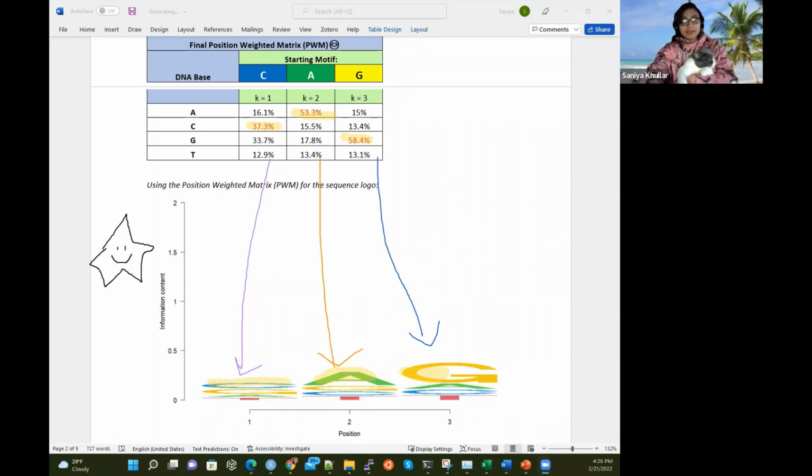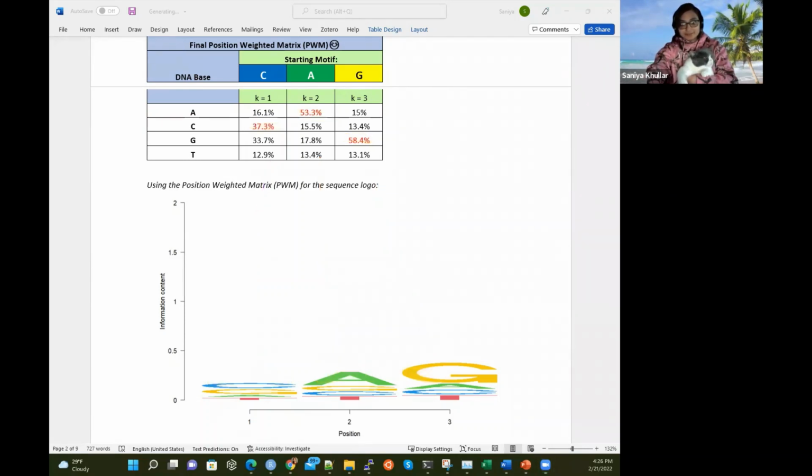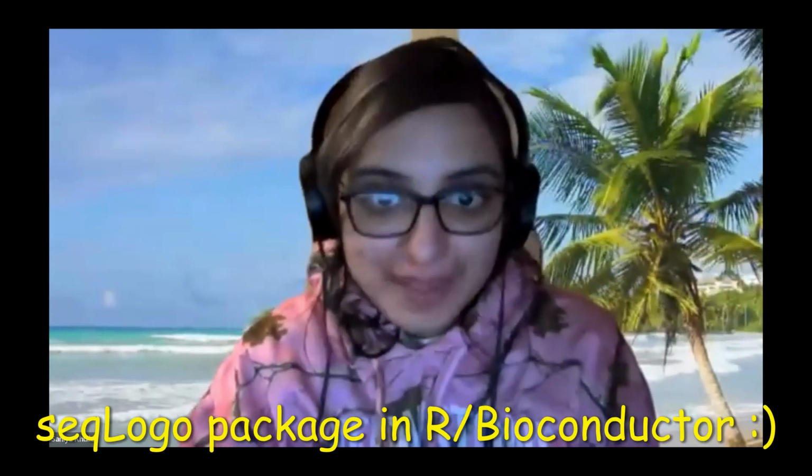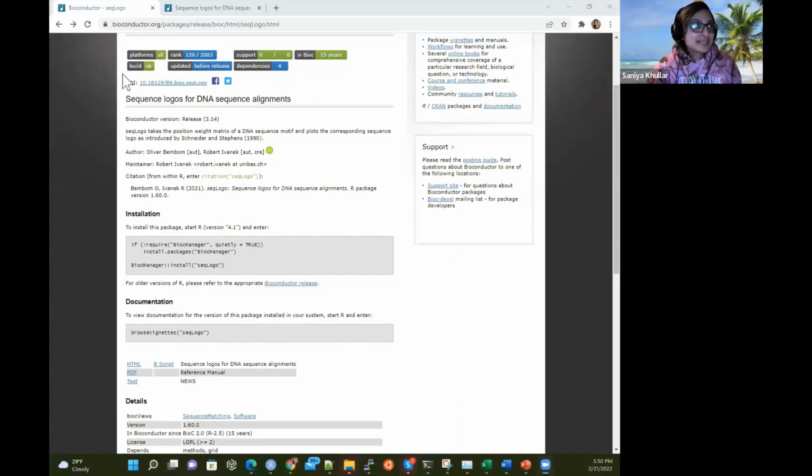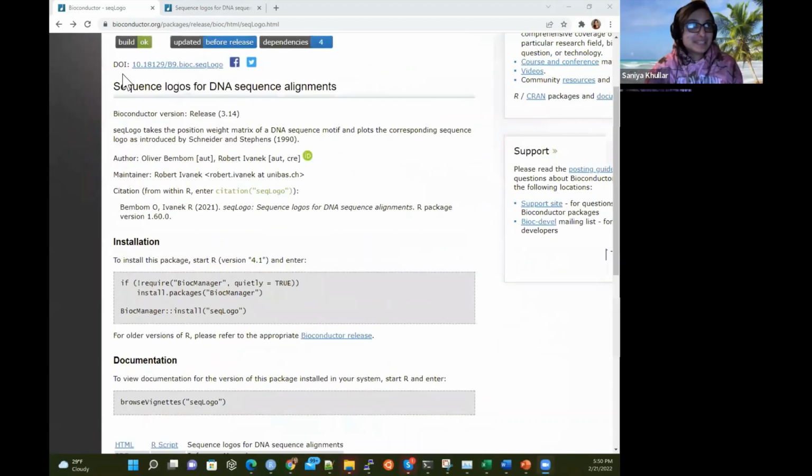But how did I create this here? Well, let me take you to the package in R, seqLogo. The seqLogo package in R is basically sequence logos for DNA sequence alignments. It takes the position weight matrix of a DNA sequence motif and plots the corresponding sequence logo. It was introduced by Schneider and Stephens in 1990.